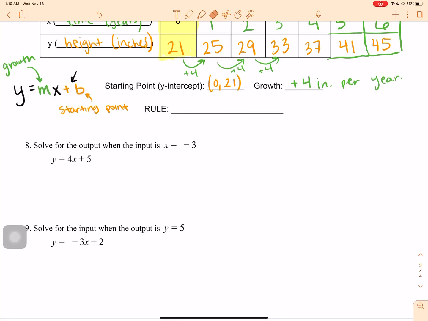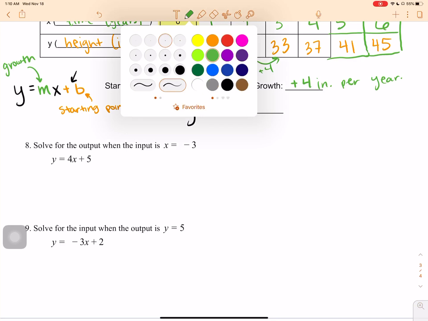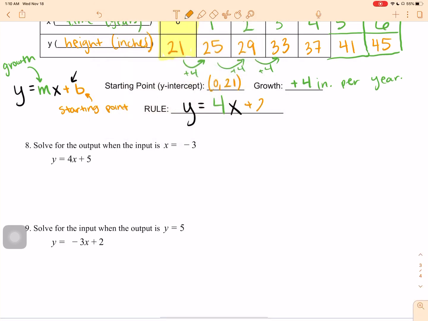Alrighty. So our rule here is going to be y equals the growth times x plus whatever your starting point was. So my growth here was 4 per year, and my starting point was 21. So this is my rule.